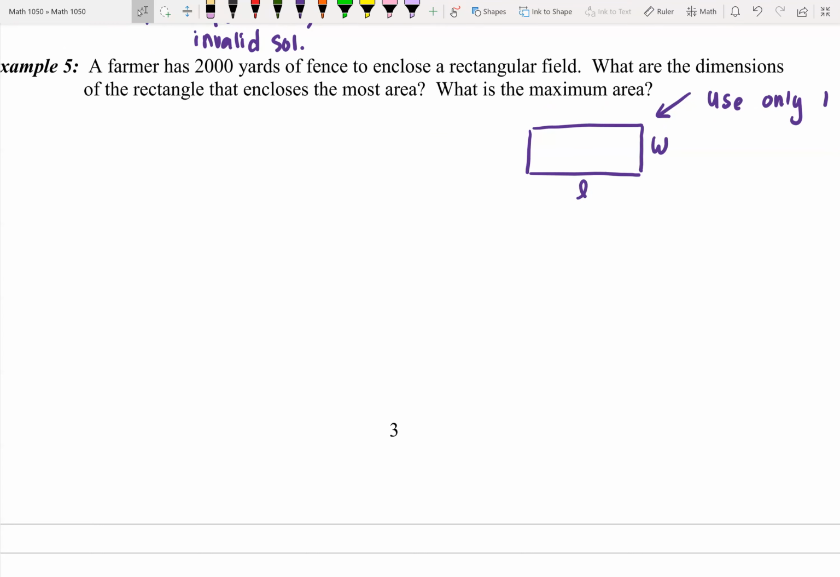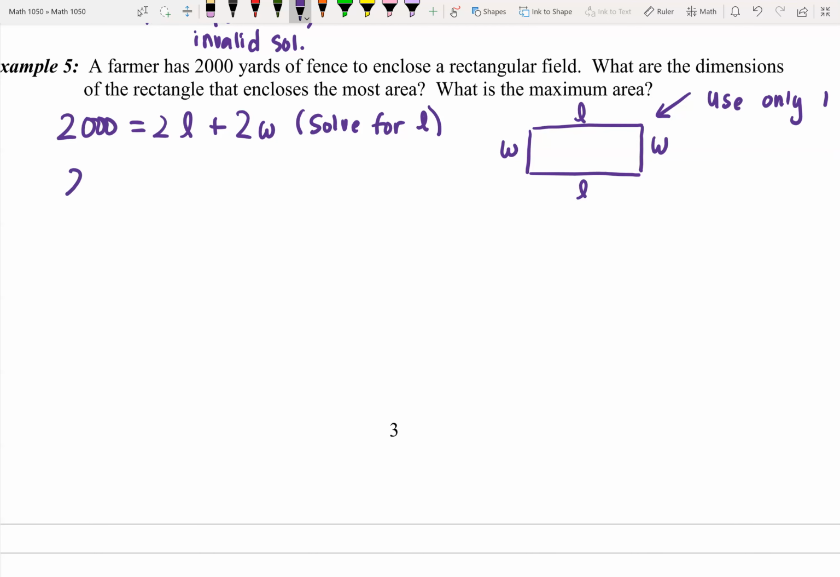So this farmer has 2,000 yards altogether. What are the dimensions that maximize it? Okay, well, this 2,000 yards has to cover all the way around. So an L and a W and an L and a W. So how many L's does it have to cover, everybody? 2 L's. And how many W's does it have to cover? 2 W's. Okay, and then I want you to write a note to yourself right there that says solve for L. You're always going to solve for L.